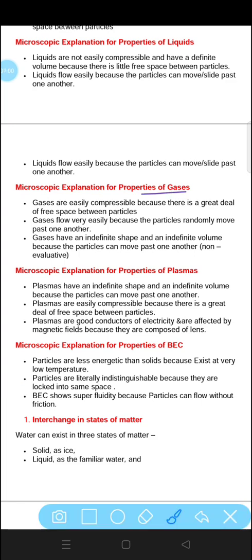Next one is for gases. Gases are easily compressible, or we can say they are highly compressible. There is a great deal of free space between the particles. They can flow from one place to another. They have neither definite shape nor definite volume.